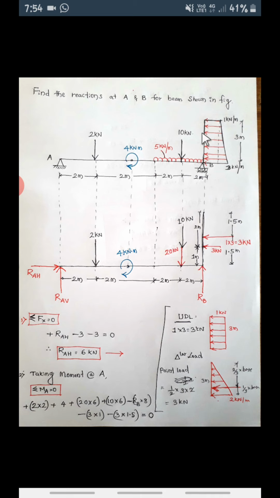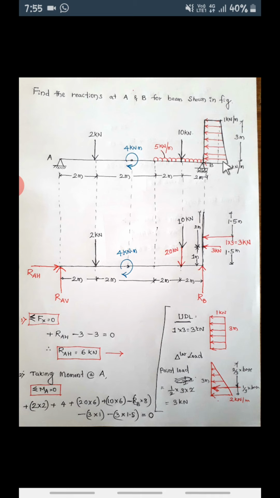Now come to this point. As we know, this will be the trapezoidal load, and again the trapezoidal load will be converted into point load. Just see this portion now. This is the part where we are going to convert this trapezoidal load into point loads. Now again you can see, what is the intensity? Here it is 1 kilonewton per meter, and here the intensity is 3 kilonewton per meter.